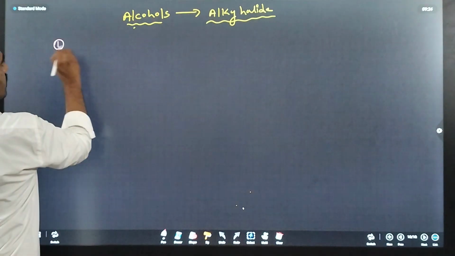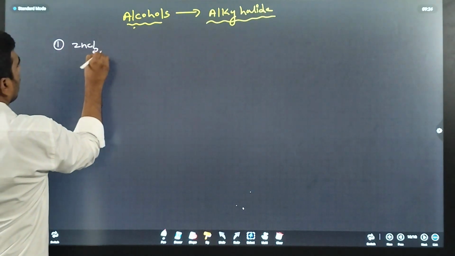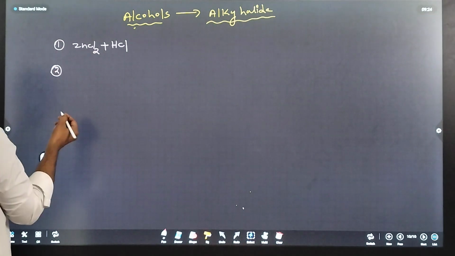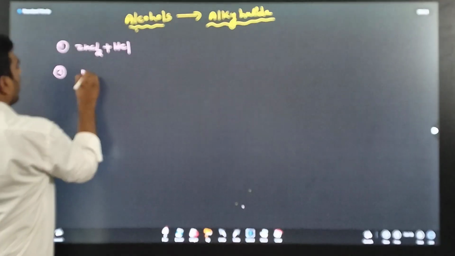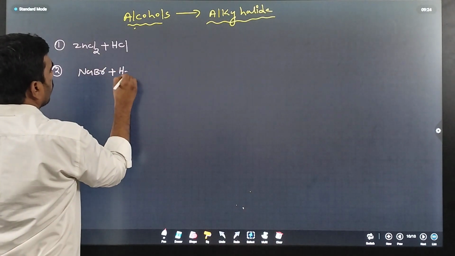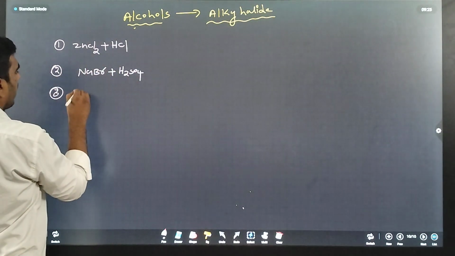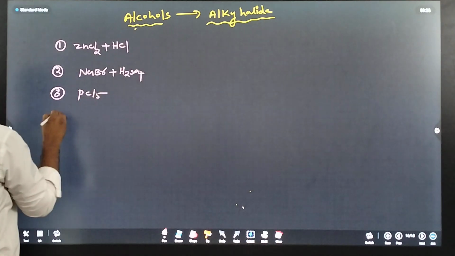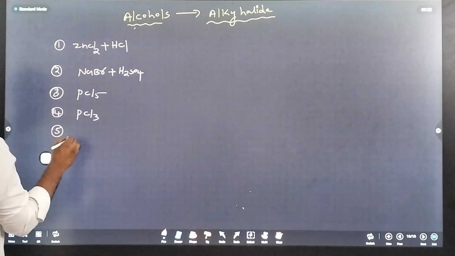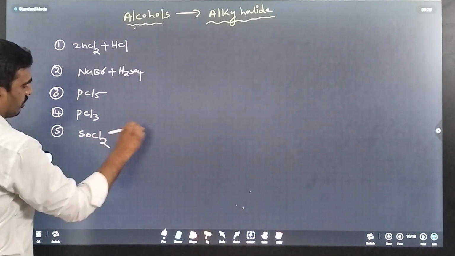So the first one, alcohols react with ZnCl2 plus HCl. The second one, NaBr plus H2SO4. Next, the third one, alcohols react with PCl5. The fourth one, alcohols react with PCl3. The fifth one, alcohols react with SOCl2, thionyl chloride.